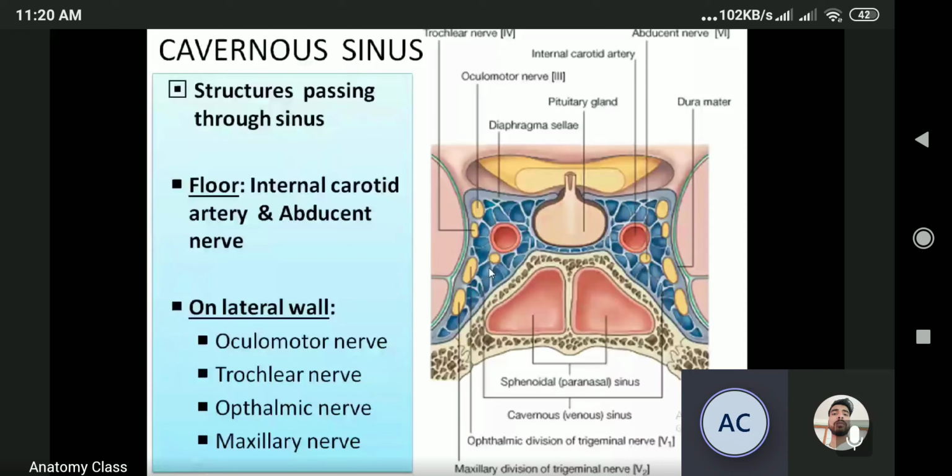Okay, so this lateral wall and roof of the cavernous sinus is formed by meningeal layer of cranial dura, while floor and medial wall is formed by interosseous layer of cranial dura. And it is obvious as this floor and medial wall is related with the body of the sphenoid, or it is related with the bone, so obviously it is lined by interosseous layer of cranial dura, while lateral wall and roof is lined by meningeal layer of the cranial dura.